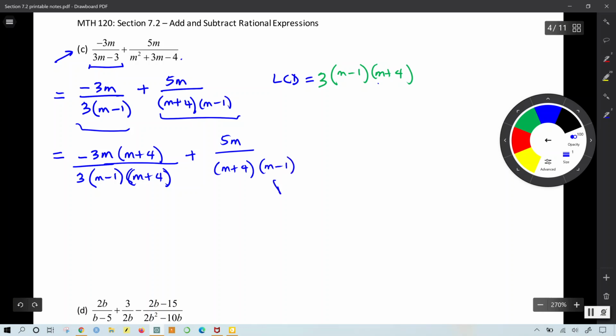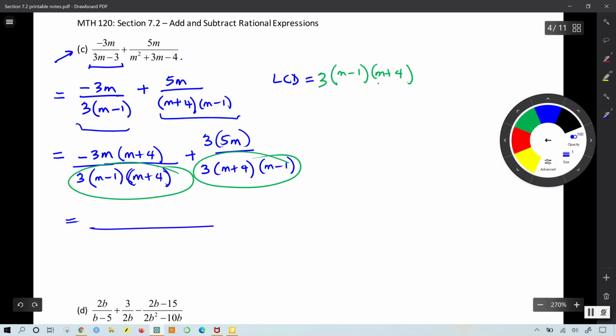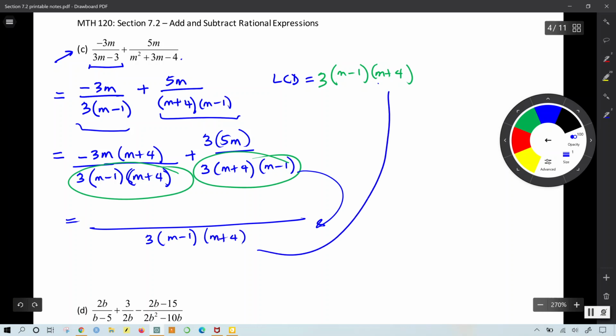Does this fraction need any help in order to catch up with the LCD? I would say it needs a 3. So I'm going to put the 3 on the bottom, and I'm also going to use it to multiply the top. So with that said, you will observe that both fractions have the same denominator. And so that denominator is coming in as part of the final answer and also matches the LCD automatically.